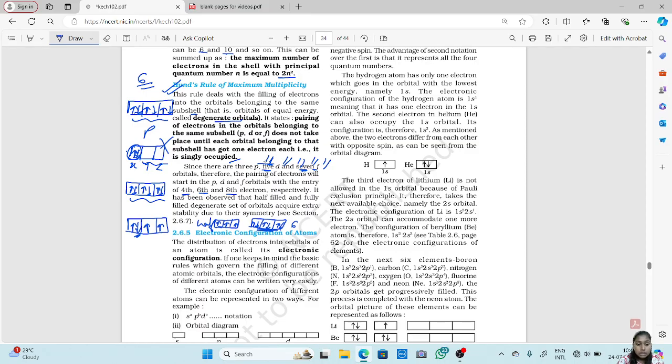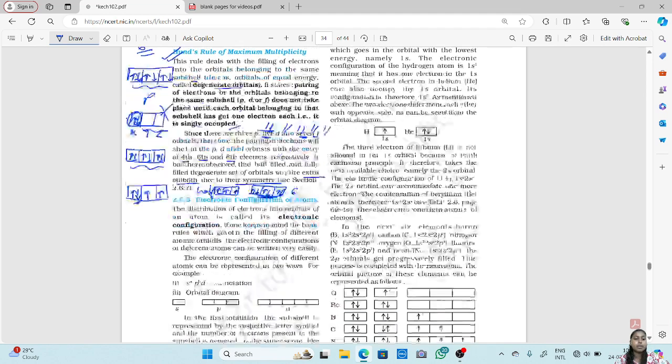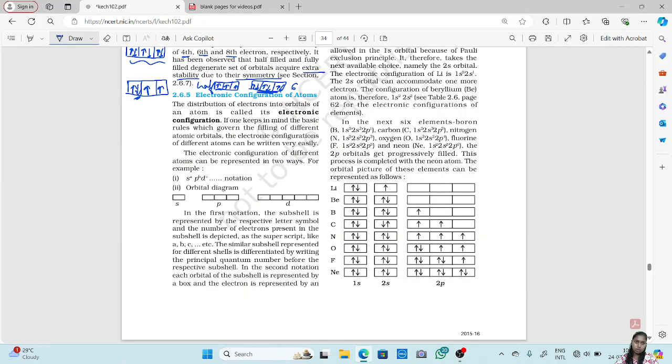This half-filled or completely filled state gives the orbital extra stability, and this stability is due to their symmetry. So whenever any element has half-filled or completely filled p, d and f orbitals, that element is stable in its state.